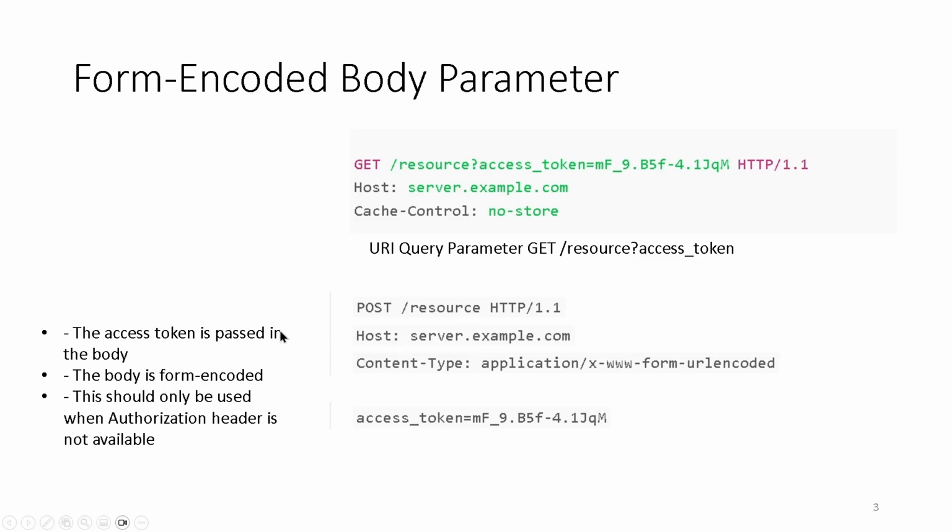This shows you an example of what it looks like as far as the request, where the access token is passed in the body. The body is in the form of form encoded URL, and the content type would be x-www-form-urlencoded, with the access token in the body.